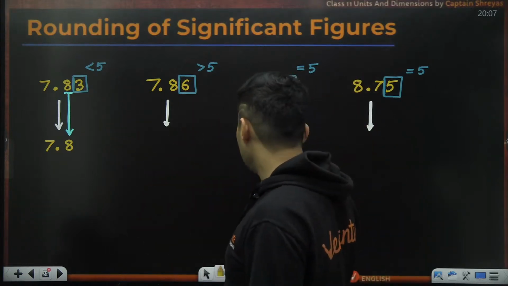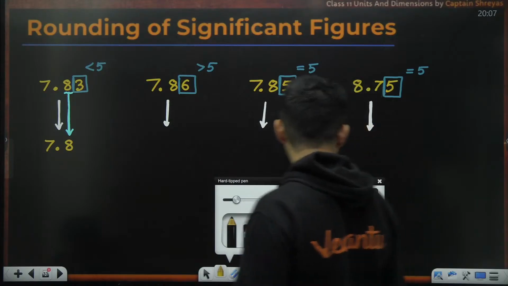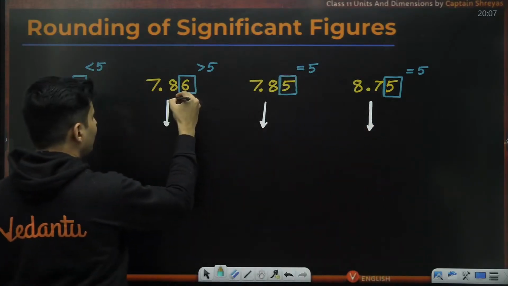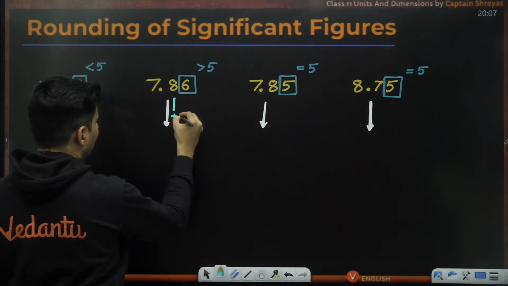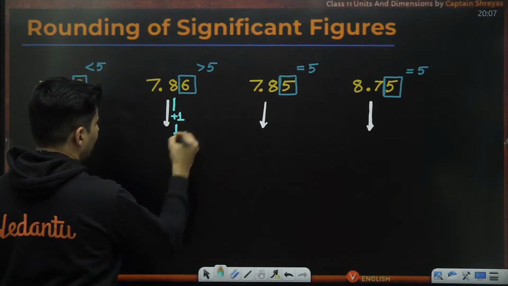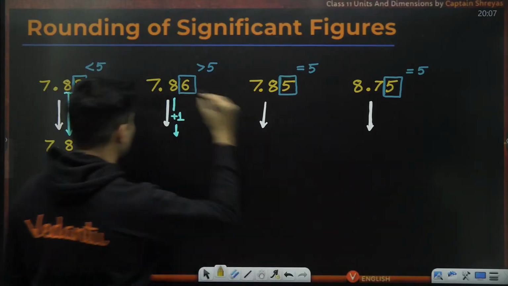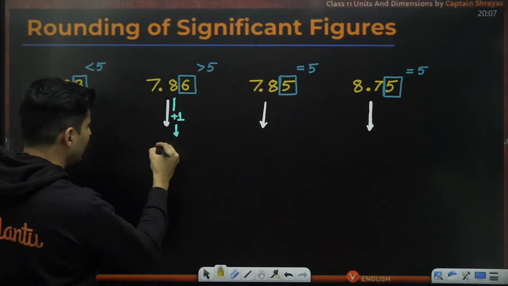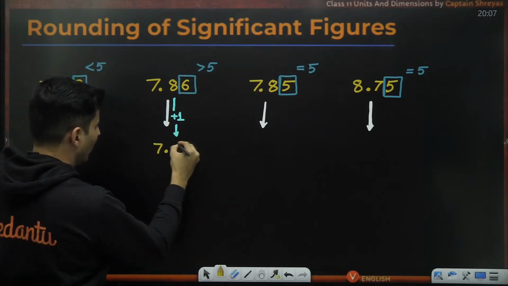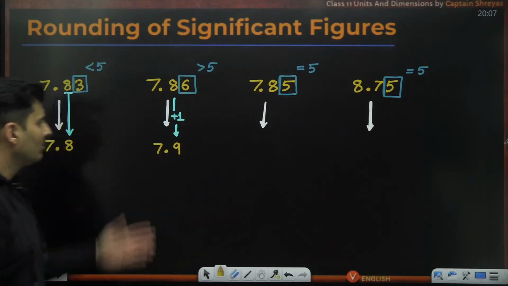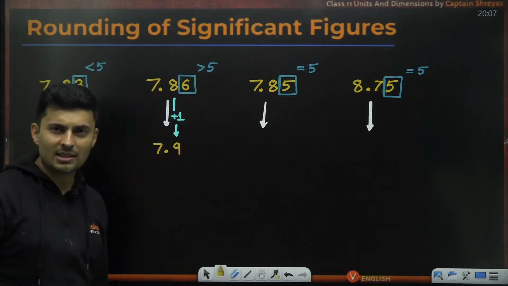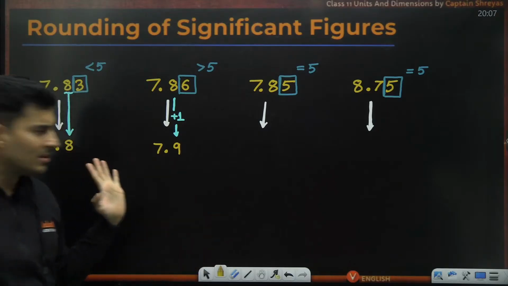But let's say the last digit is more than 5. Then what you need to do, the previous digit, add a 1 to it, and then write it down. Kind of makes sense. 86 is closer to 90. So this will be 7.8 plus 1 is 7.9. Makes sense. I have rounded it off to a single decimal place. Is this very simple? Yeah.